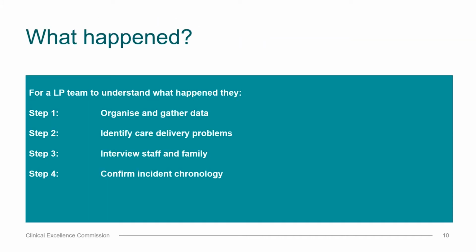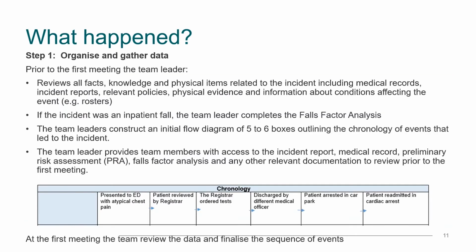So there are 11 steps that the Serious Adverse Event Review team follow to complete a London Protocol review in New South Wales Health. However, when seeking to figure out what happened, the team follow 4 steps. Prior to the first meeting, the team leader will review all facts, knowledge and documentation related to the incident, including the medical record, the incident report, the preliminary risk assessment and any other relevant documentation. If the incident was an inpatient fall, the team leader will complete a falls factor analysis.